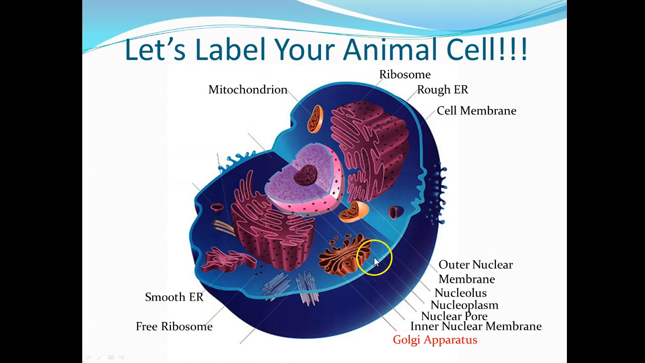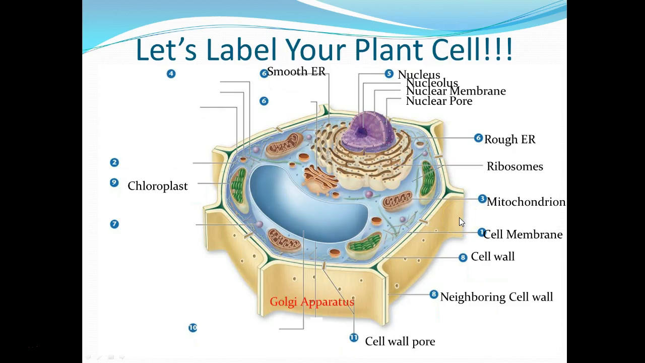So in your animal cell, again, here it is down here. And in your plant cell, we've got a Golgi apparatus right here. And here you see those vesicles that I mentioned, those are the actual packages that it's making. Okay?